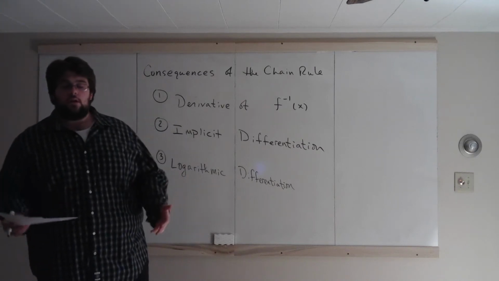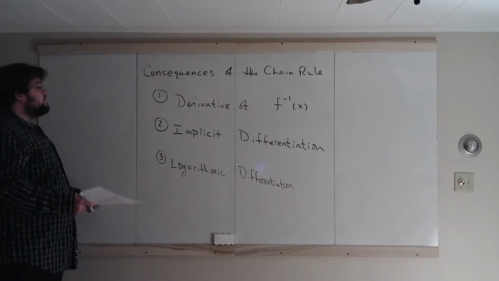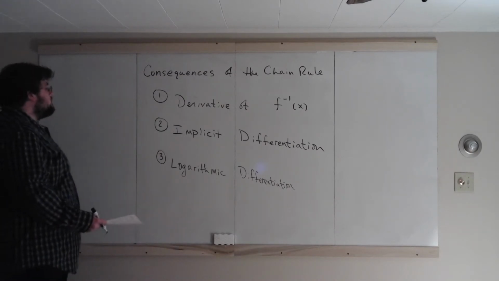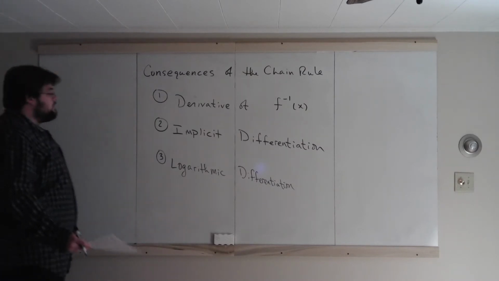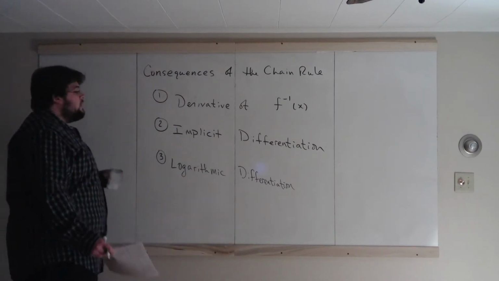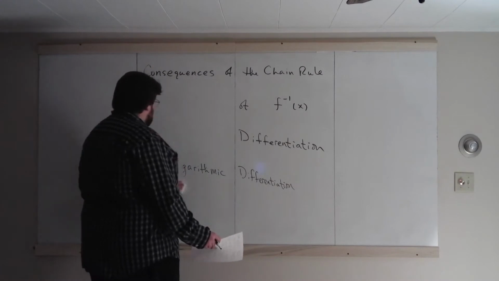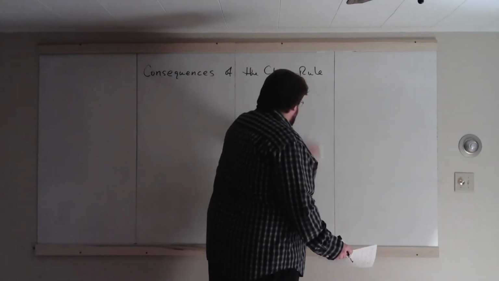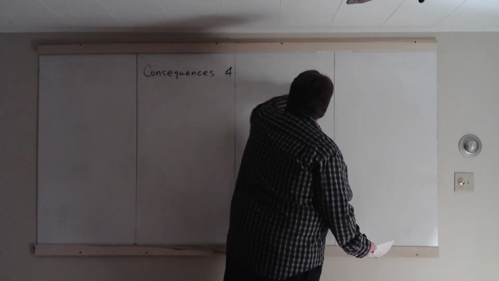This week, we're going to look at some consequences of the chain rule. Now, three things we're going to do first are the derivative of an inverse function, something called implicit differentiation, and something called logarithmic differentiation. Now, we'll start with the derivative of an inverse function. But before getting into that, let's just remember what the chain rule says. The chain rule, remember, tells us how to take the derivative of a composition of functions.